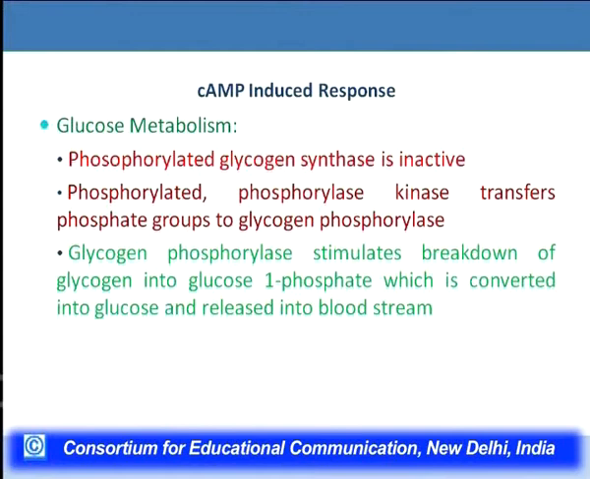So, as we see, whenever there is addition of a phosphate group to glycogen synthase, it becomes inactive, and this is exactly what the enzyme does. And phosphorylase kinase, when it gets phosphorylated, transfers its phosphate group to glycogen phosphorylase. So the glycogen phosphorylase stimulates the breakdown of glycogen into glucose 1-phosphate, which is then converted into glucose and released into the bloodstream. So exactly what is happening: cAMP is forming, then protein kinase A gets activated, which activates phosphorylase kinase, which then activates glycogen phosphorylase, which leads to breaking of glucose subunits from glycogen, and these glucose subunits are released into the bloodstream for utilization.